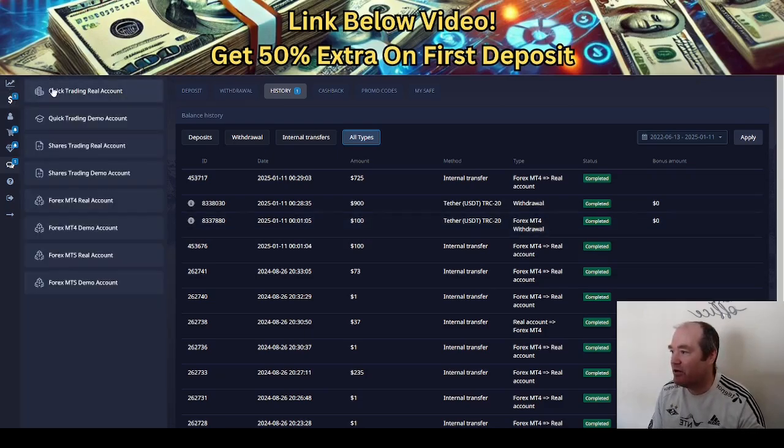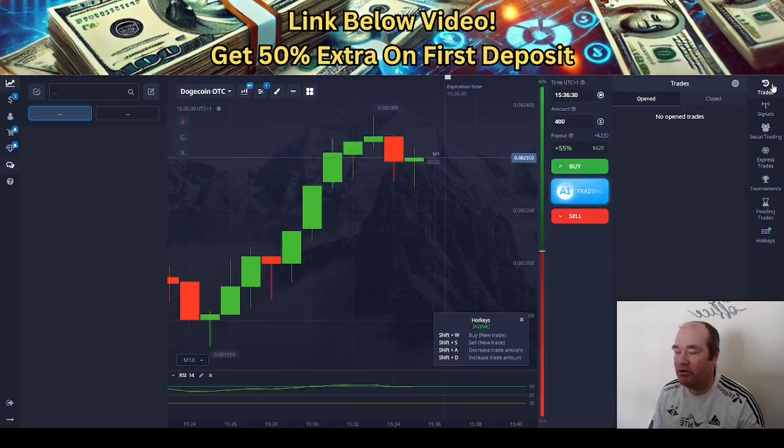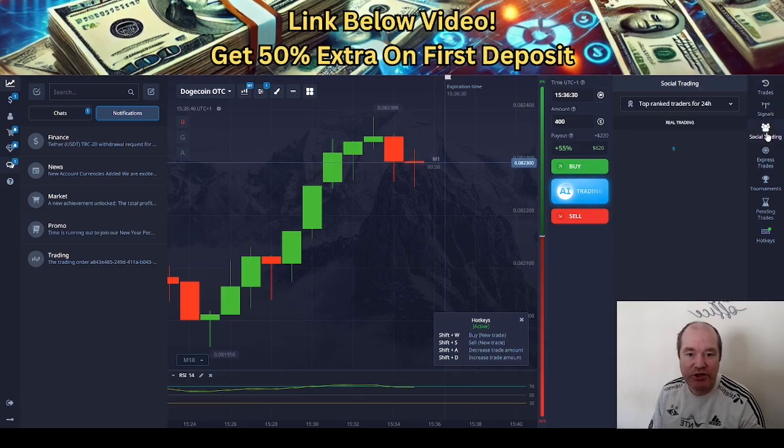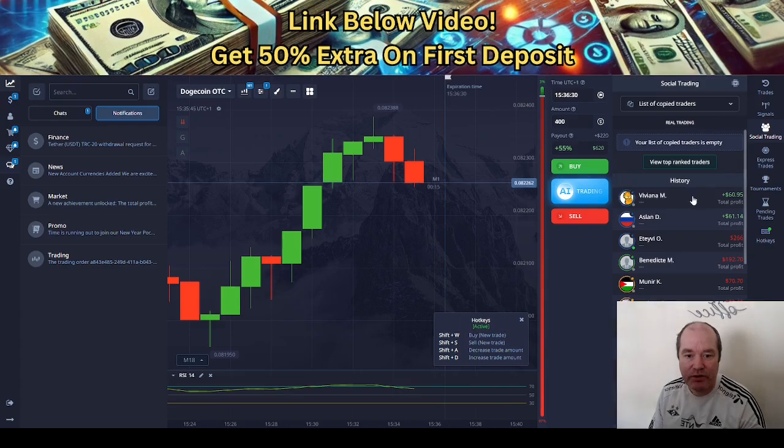Now let's take a fast look. I stopped all the trades here because I will find better ones. But let's check the social trading. Let's find the ones that we copied. So we copied these two. These two actually did quite good. We got a total profit from this one here of $60, and from this one, $61.